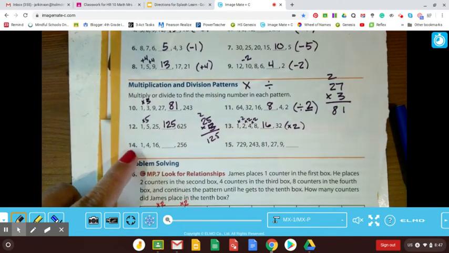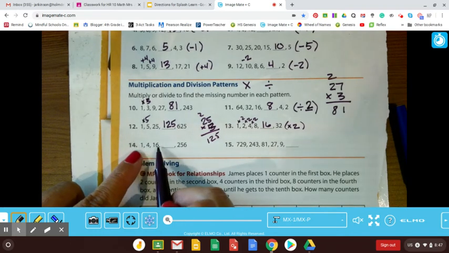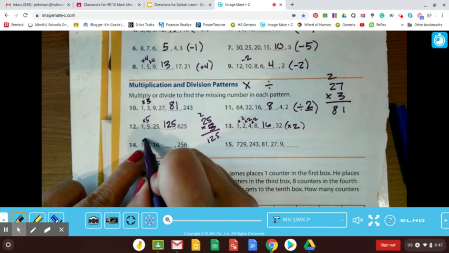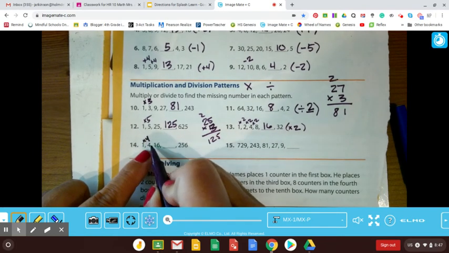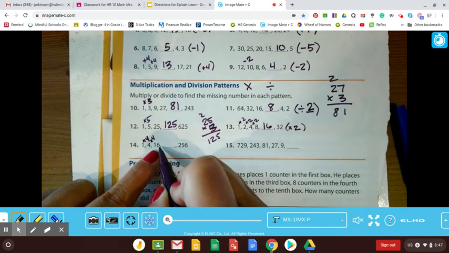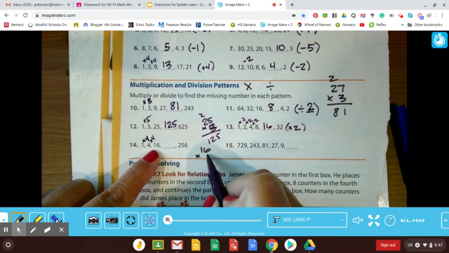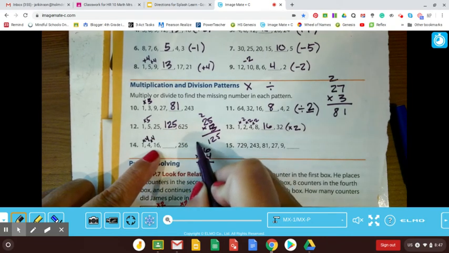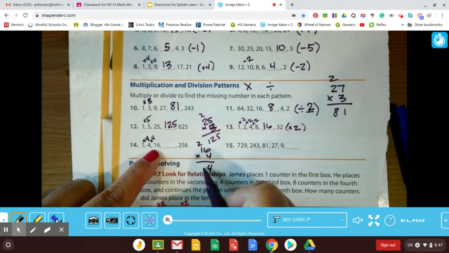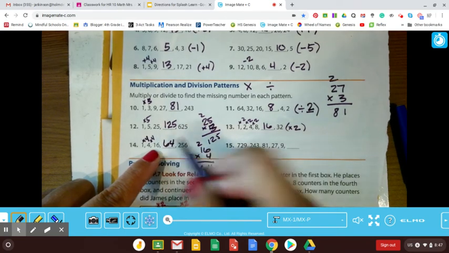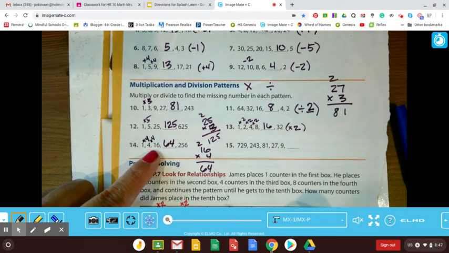Right, we have number 14. We have 1, 4, 16. Well, 1 times 4 is 4. 4 times 4 is 16. What's 16 times 4? 4 times 6, oh, 64. Okay, so we had a times 4 rule there.